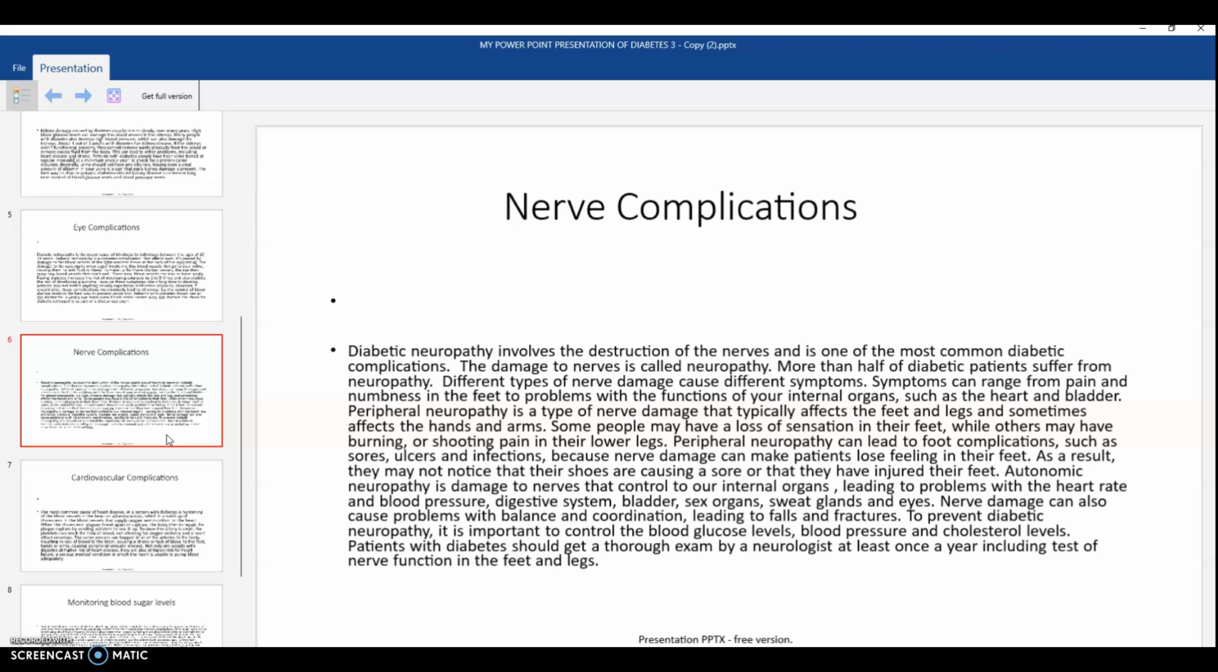Autonomic neuropathy is a damage to nerves that control your organs, leading to problems with the heart rate and blood pressure, digestive system, bladder, sex organs, sweat glands, and eyes.